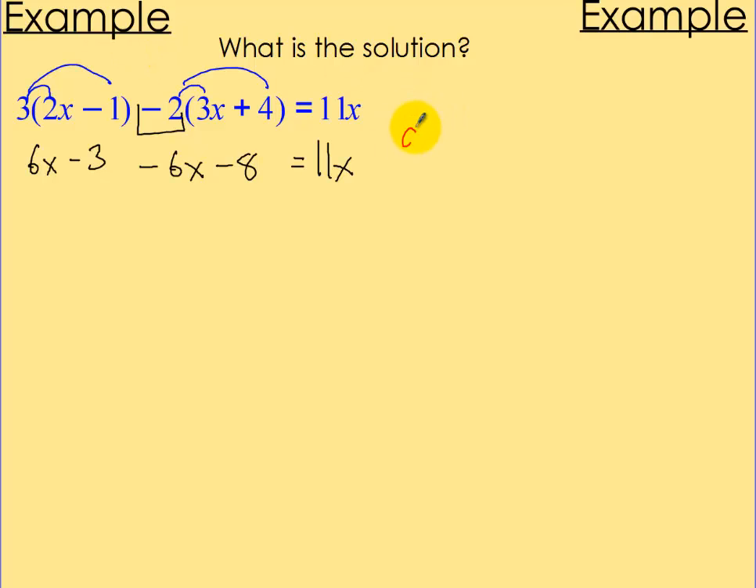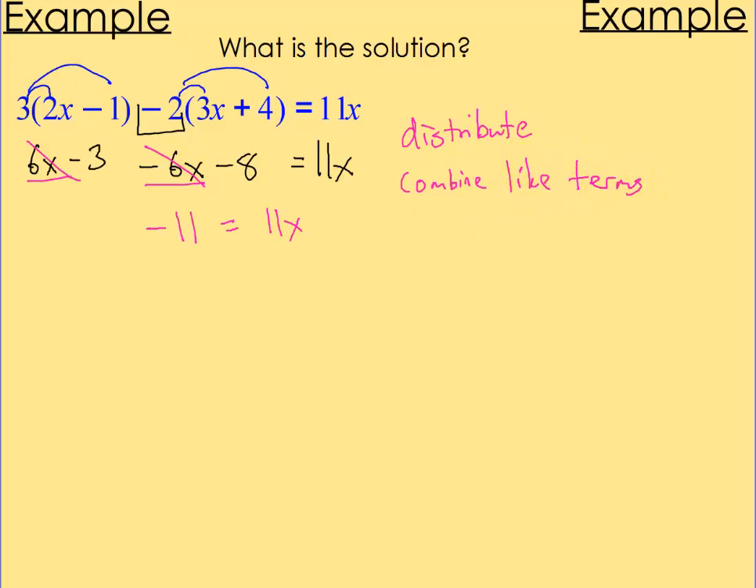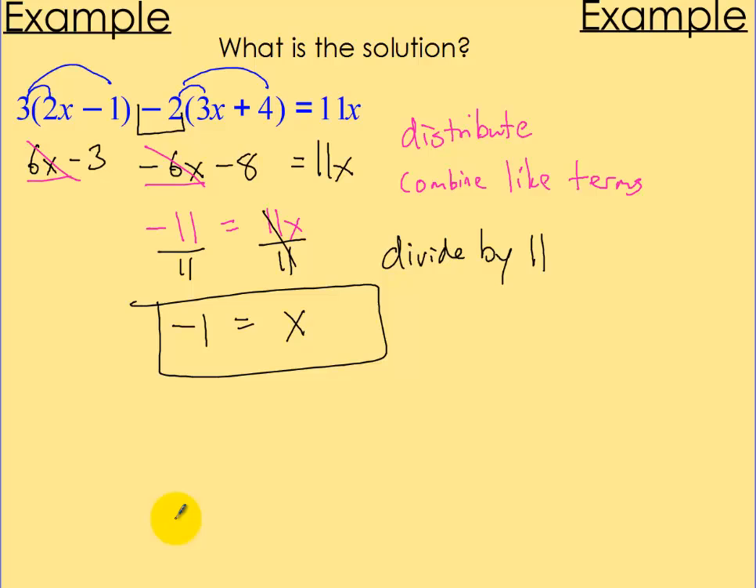Combining like terms, 6x and negative 6x will just combine to 0x, so those cancel out. And then negative 3 minus 8 is negative 11 equals 11x. My last step is to isolate that x. Since it's 11 times x, divide by 11 on both sides of the equation. Those 11s cancel, and I get x equals negative 11 over 11, so it'll be negative 1. So that's my solution. We're done.